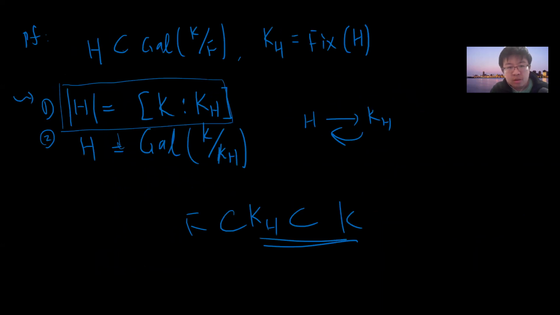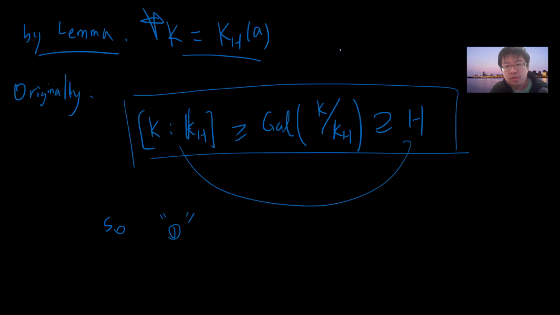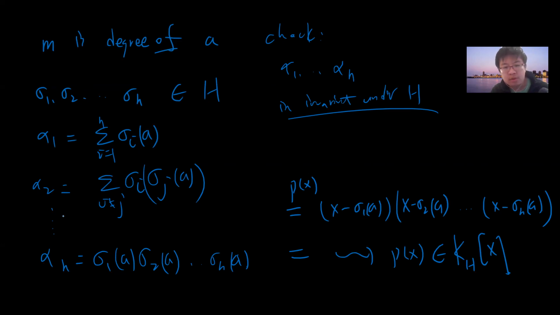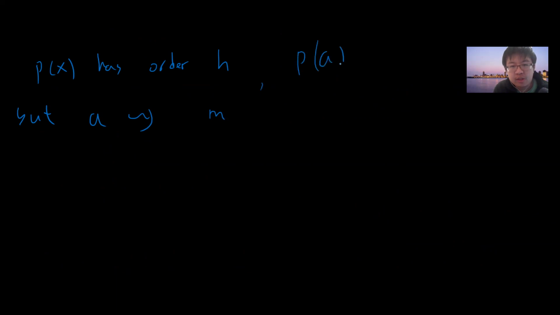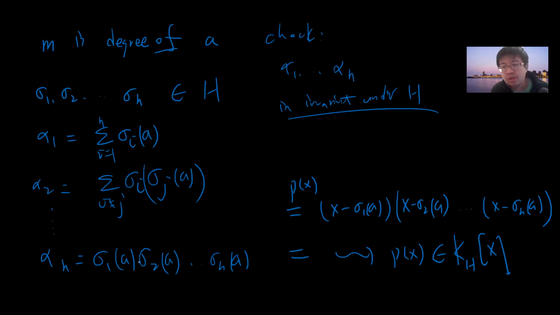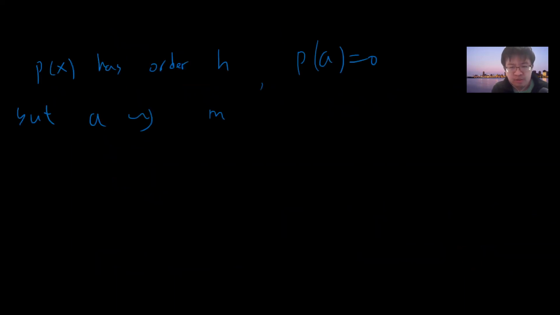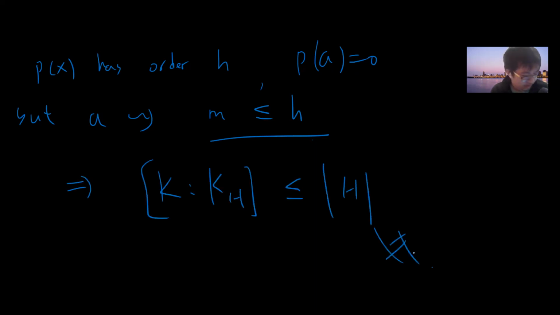Because K_H is fixed by H, all these coefficients are invariant under H, so P(X) is in K_H[X]. But this P(X) has degree h, while the minimum polynomial of A has degree M. You can check that P(A) is 0 by definition, because all these are roots; if you define sigma_1 to be the identity, then P(A) will be 0. Which proves that M is less than or equal to h. Which proves that the degree of K over K_H is less than or equal to the order of H. Okay, so this is the theorem.